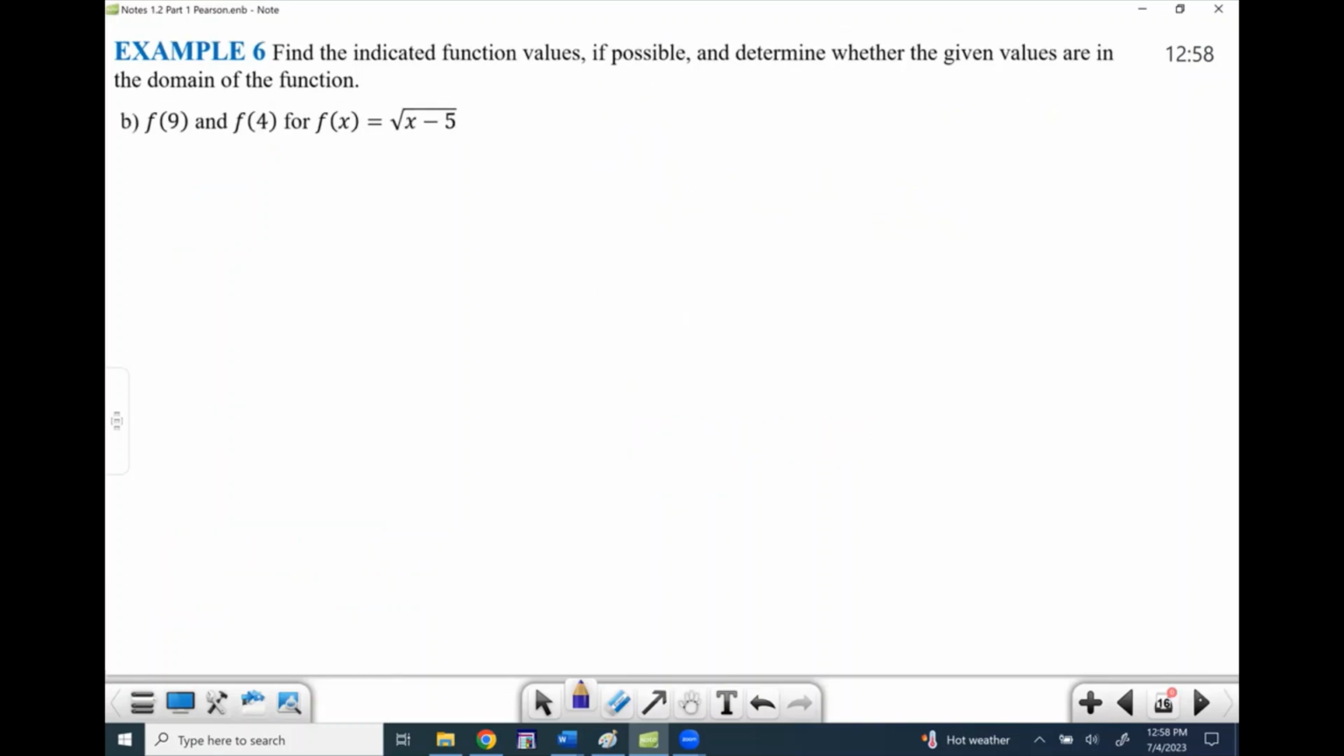All right, part B. Find the indicated function values if possible and determine whether they're in the domain or not. So we're going to substitute 9 in. It looks like f of 9 equals 2. So that must mean that 9 was in the domain, right? 9 is in the domain.